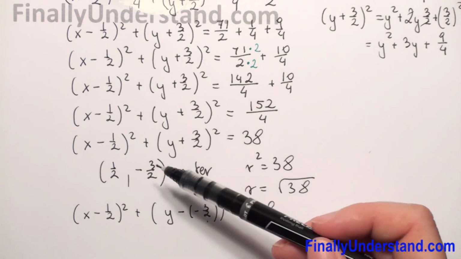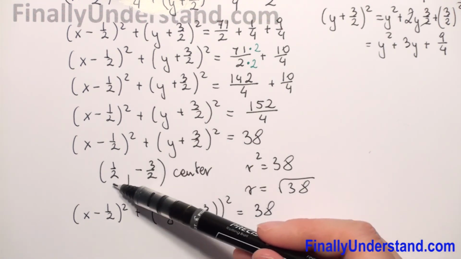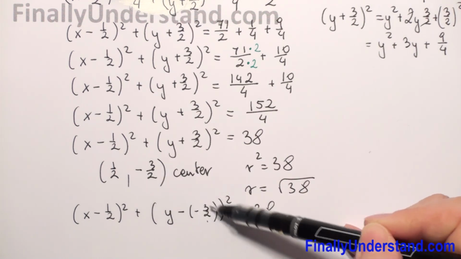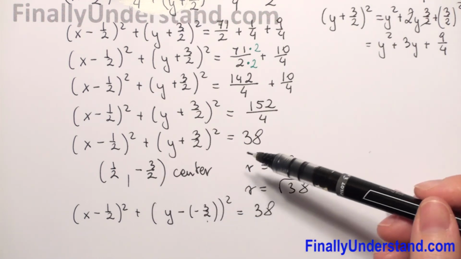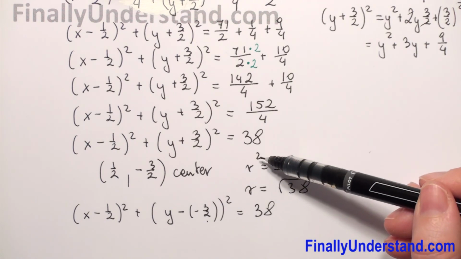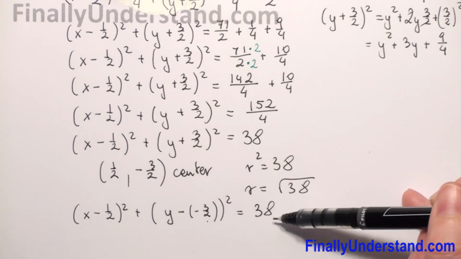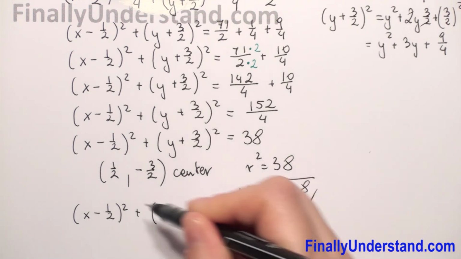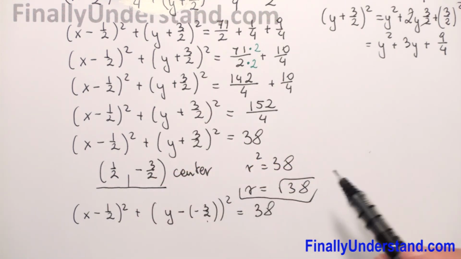So we have center is 1/2 first coordinate, and the second is negative 3/2, whatever we subtract from y, and we have r square is 38, so r is square root of 38. We found center and radius, so this is my solution.